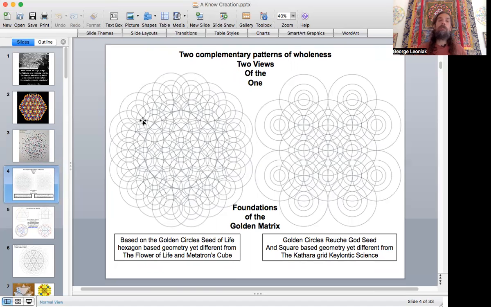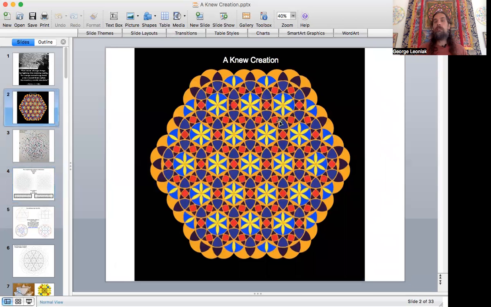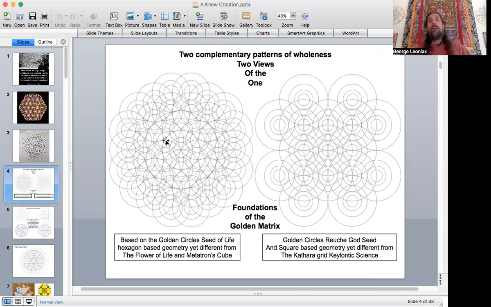And here is the other pattern that I was calling the new creation, but it's really based on the golden circle seed of life, which is going to continue to replicate around at each of these major flower petal intersections of 6. There is a seed of life in each of these that are kind of interlocking within this woven pattern. And once you infuse that with the golden ratio in both of these, there's a lot of magic that happens there. These two patterns that are being presented here are totally complementary of one another. And they're really two patterns of wholeness. They're really two views of the one. And they're the foundation of this golden matrix.